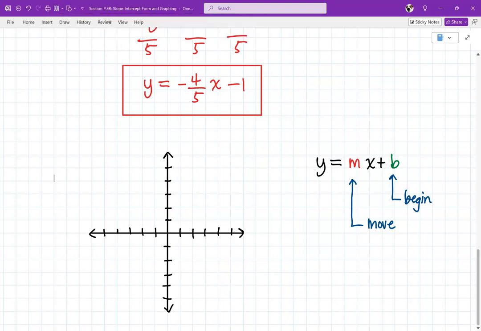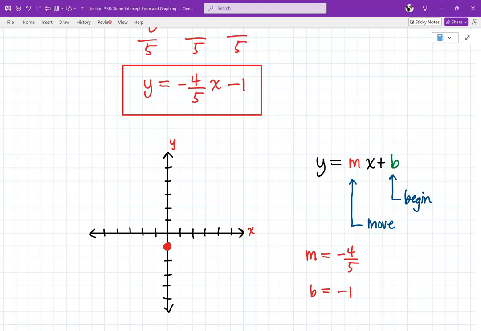All right, so here we go. So I'm going to write down what we said. We know that m is negative 4/5, and we know that b is negative 1. We mentioned that earlier, right? Begin at negative 1, move negative 4/5. So I'm going to go to negative 1 on the y-axis. Remember, your y-axis is vertical, your x-axis is horizontal. So on the y-axis, I'm going to go to negative 1. I'm going to put a dot right there. So there's my first dot.